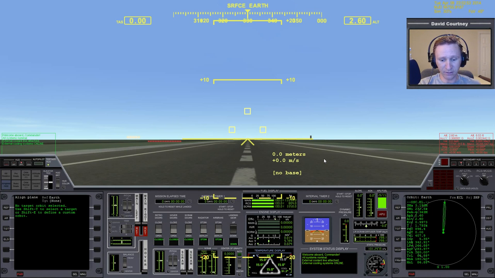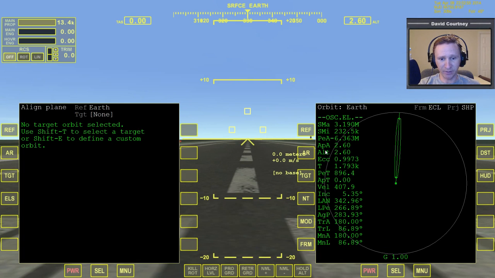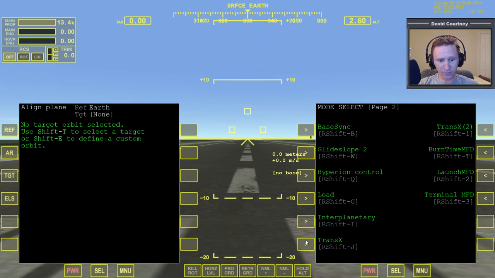Okay, now let's go ahead and switch cockpit views over to the larger MFDs. And we're going to bring up TransX on both sides like we usually do.